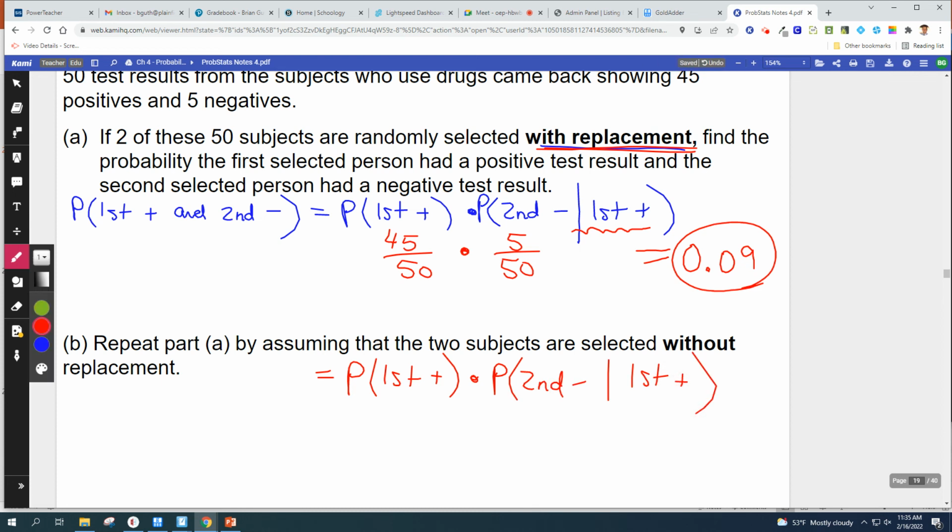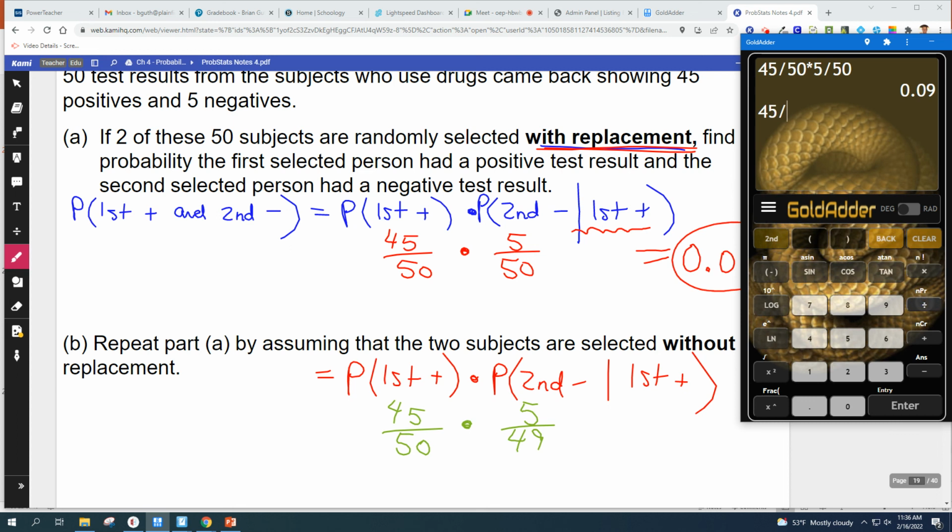The probability that the first one is positive is still going to be 45 out of 50. But without replacement this time changes the problem. I've got 50 papers, 45 out of 50 are positive. I take that one out, I put it on the desk, and now I've only got 49. So what's the probability now that the second one is negative? Well, there's still 5 negatives out of 49 total pieces of paper in that file. So it's slightly different, with replacement versus without replacement. Now I've got 45 over 50 times 5 over 49, about 0.0918.